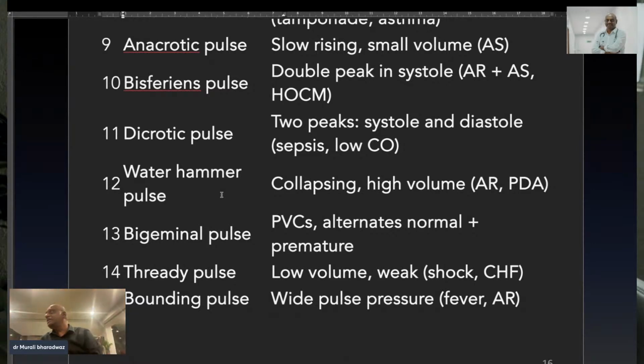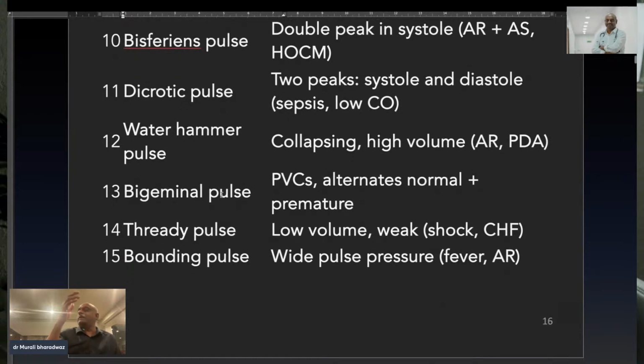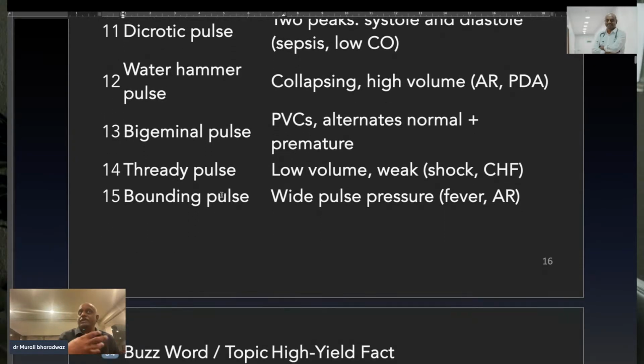What is the dicrotic pulse? Dicrotic pulse also has 2 peaks, but one is in systole, the other is in diastole, whereas in bisferiens both of them are in systole. Dicrotic pulse is a feature of sepsis or any low cardiac output. In sepsis, there is severe vasodilatation and decreased preload, leading to dicrotic pulse. What is water hammer pulse? It's a collapsing high volume pulse which is seen in AR and also PDA. What is bigeminal pulse? Whenever there are premature ventricular complexes, there will be alternating strong and weak beats.